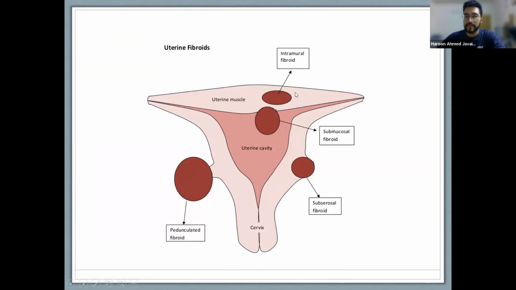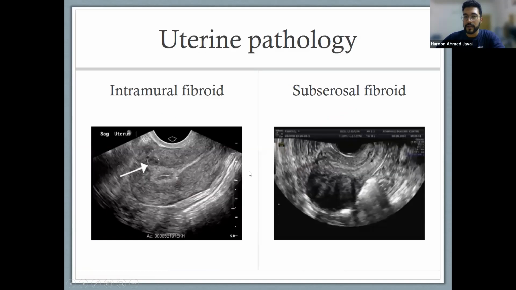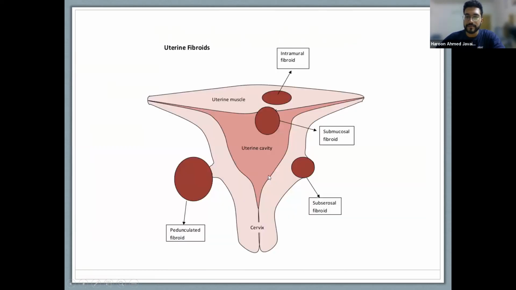So you can see that if it is an intramural fibroid, it's present inside the muscle. If they're talking about subserosal, it's present right underneath the serosa. So this is serosa, this is right below it. Just to make sense out of this.